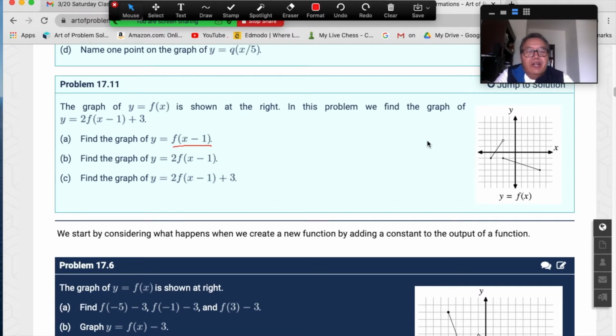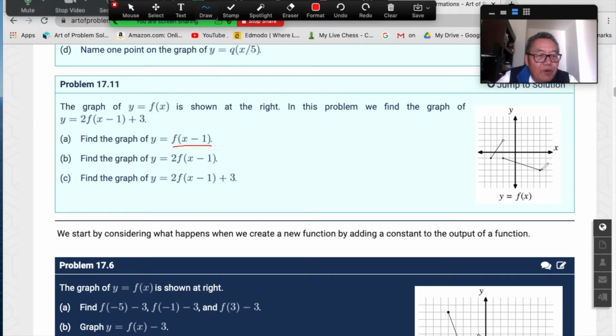So you see here, they already give you this graph. This one is y equals f(x). Starting from this, can you find a shortcut to get the graph? You can shift it to the right side, 1 unit. So this point moves to here, 1 unit. You move this one 1 unit. Then you connect these 2 points.